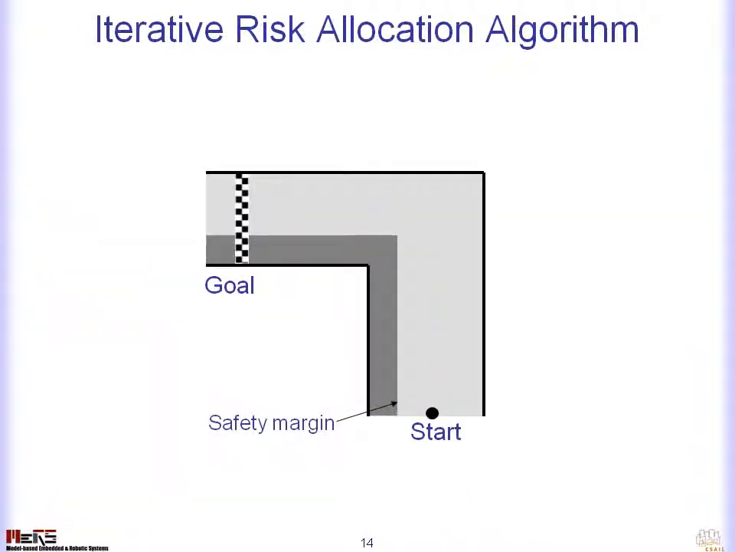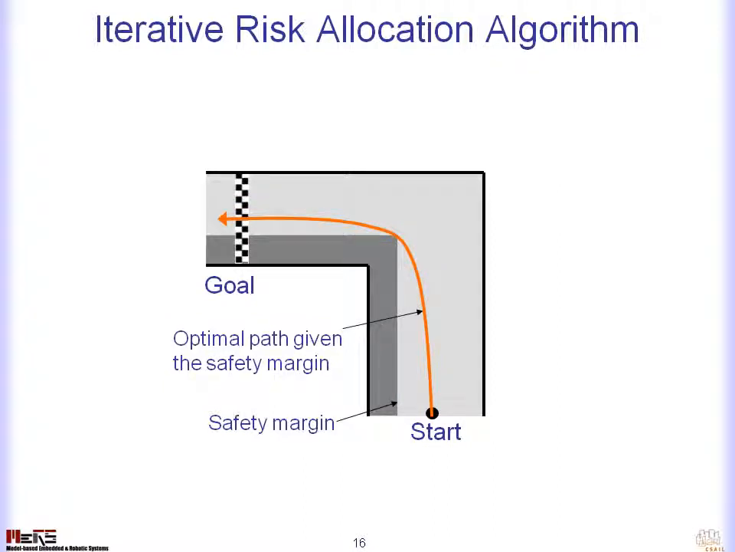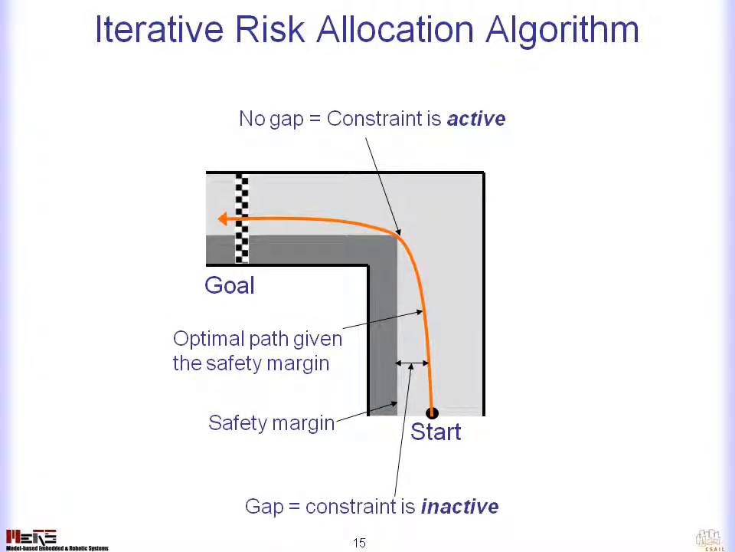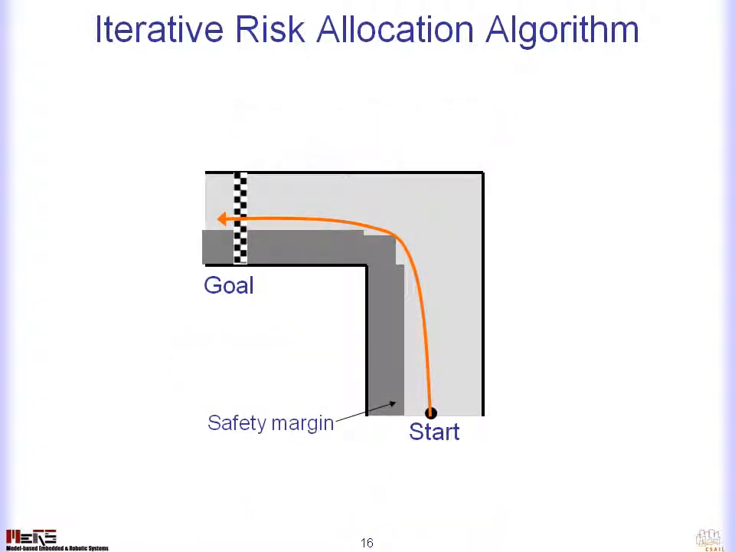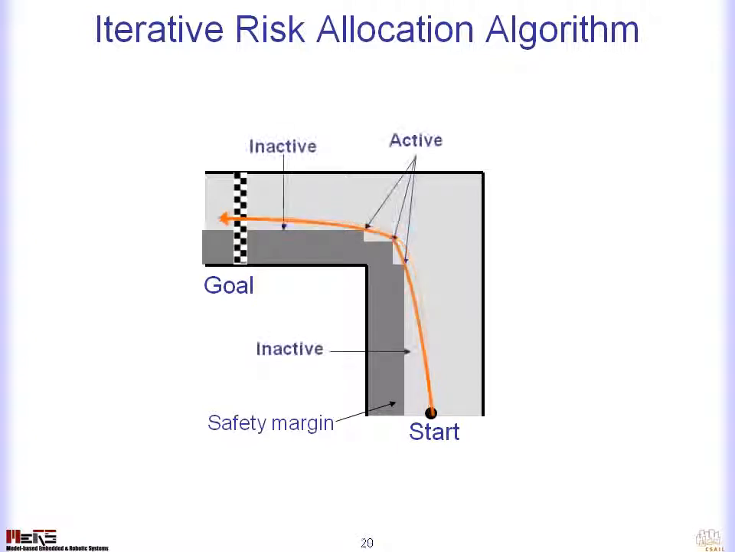The algorithm is initialized with an arbitrary risk allocation and computes the best path given the current risk allocation. Notice that the constraint is active at the corner, but inactive at other locations. So we take the risk away from the constraints that are inactive by increasing their safety margin and reallocate it to the active constraint. The best feasible path given the updated risk allocation becomes shorter, but still there are inactive constraints. So we repeat the same process once again.